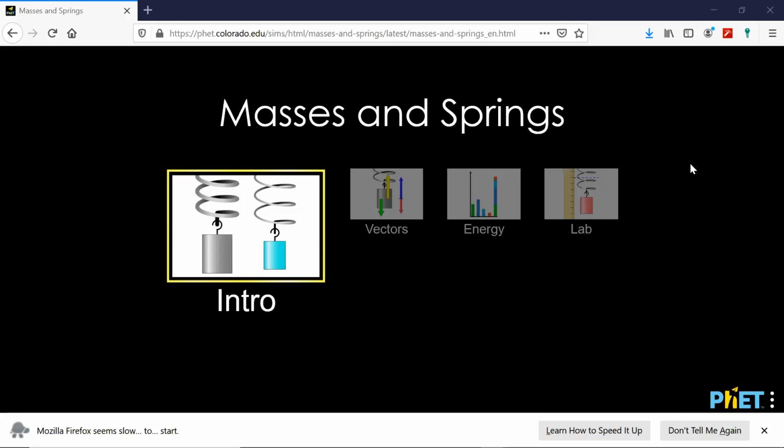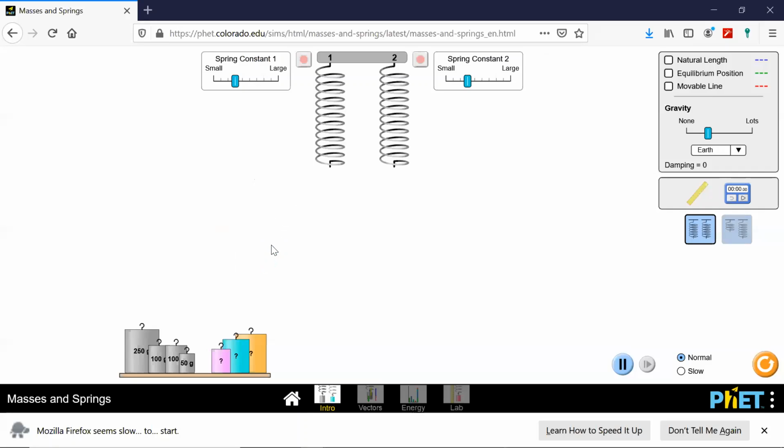So let me start. I'm on page 2 now. We are told to click on the intro window, and there's a whole bunch of springs. We are going to use spring 1 in this experiment. Select 3 as the spring constant. We are already at 3. For spring 1, we use the gravity of Earth.